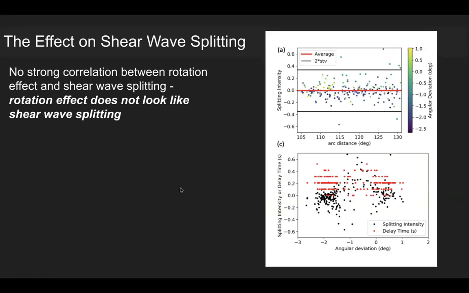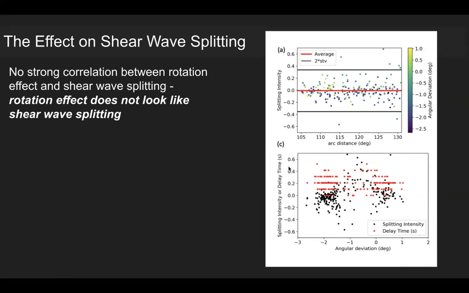So we also plotted whether there was any correlation between the polarization anomaly and the shear wave splits that we measured from this data. Here is arc distance of the SKS versus splitting intensity. Splitting intensity is just another method. It should be zero in the no anisotropy case, and then it'll be a higher number if there's splitting. And overall, I color it by the polarization anomaly, and I personally don't see any correlation.